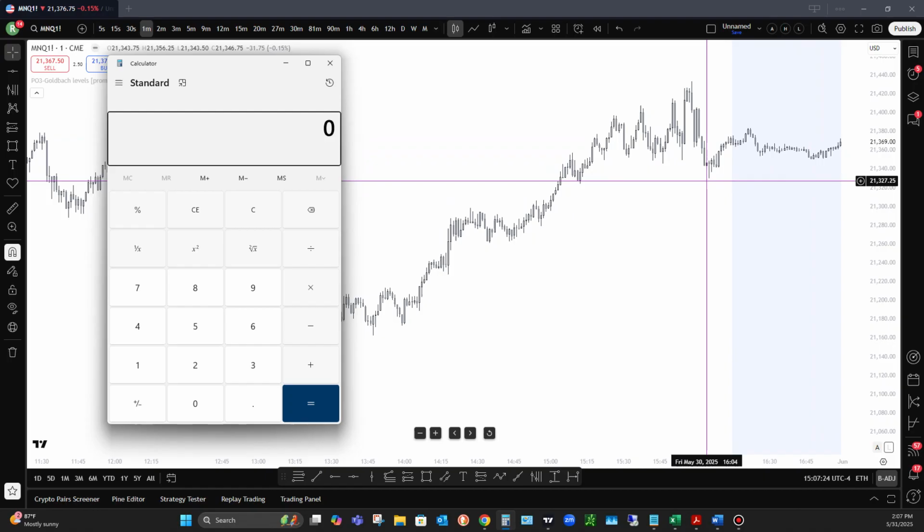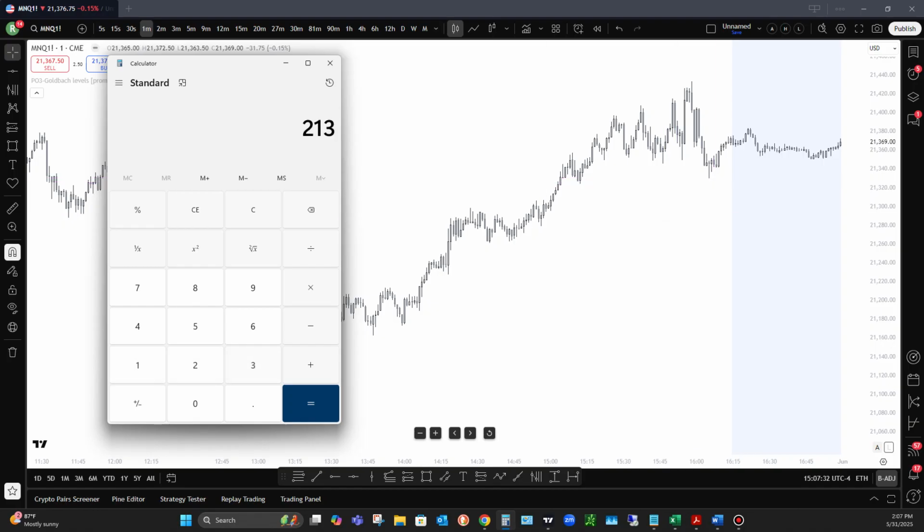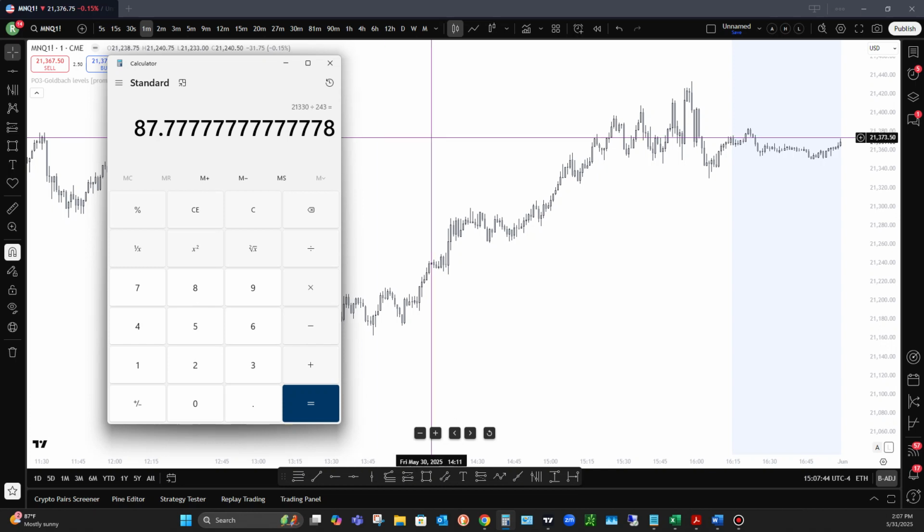So we're just going to say like this bottom right here is 21330.50. So let's just say 21330. All right, 21330. Divide it by, and I told you I was going to use 243. Okay? And that's 87.7777, on and on and on. Okay? You just remove everything from the right of the decimal. Just use what's to the left of the decimal.